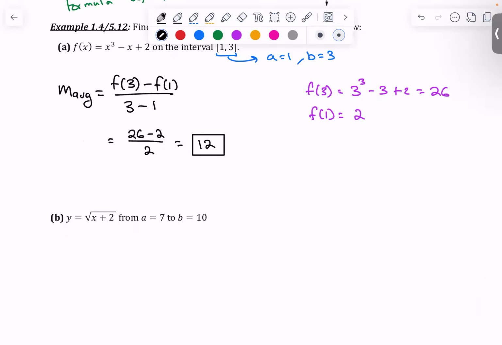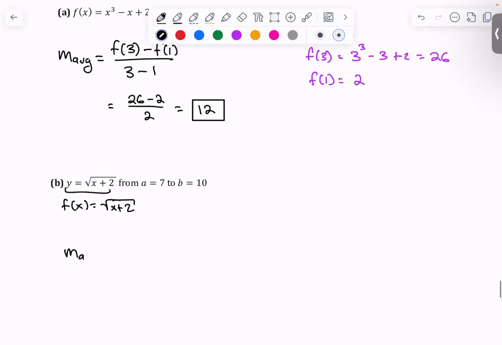So this one, y is equal to the square root of x plus 2 from a equals 7 to b equals 10. Same question, worded differently. It told you the a and the b values, but you don't have a function. Yes, you do. Remember that y is synonymous with f of x. They mean the exact same thing. So this is really f of x equals the square root of x plus 2.